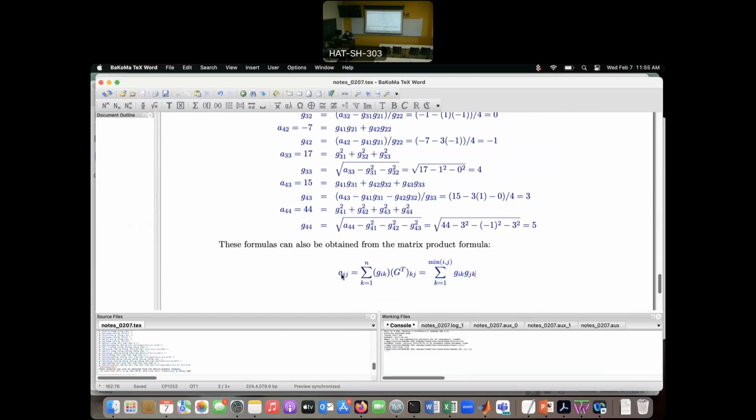And because we're only looking at entries in the lower triangle, here I have a sum going from K equals 1 to the minimum of I and J. But in the lower triangle of A, I is greater than or equal to J. So this minimum will always be J in that situation. Okay, so actually I'm going to put that in here, just to simplify things a little bit.